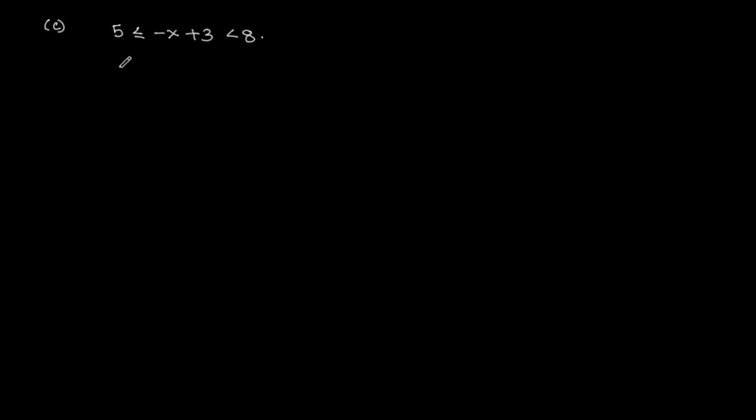Now we go ahead and have 5 is less than or equals to -x plus 3, and -x plus 3 is less than 8. So these are two simple inequalities we can solve easily. So to avoid working with this negative, I'm preferring bringing it to the left hand side of the inequality, and this one changes to positive x.